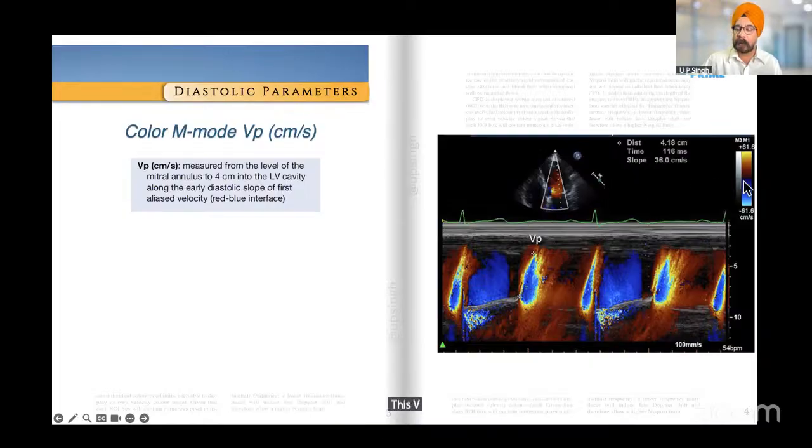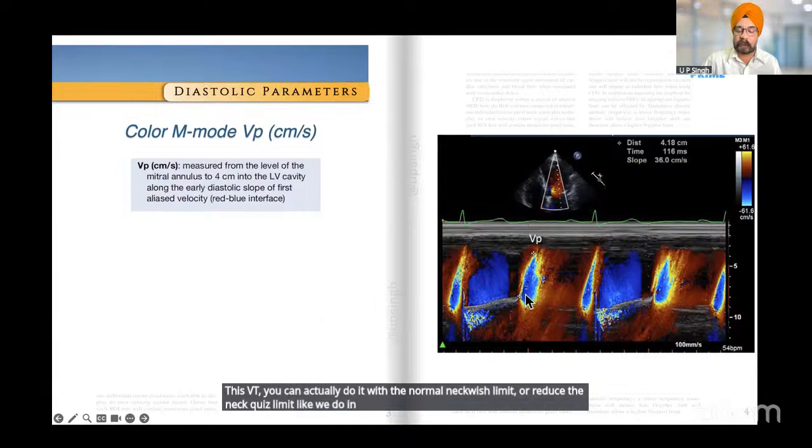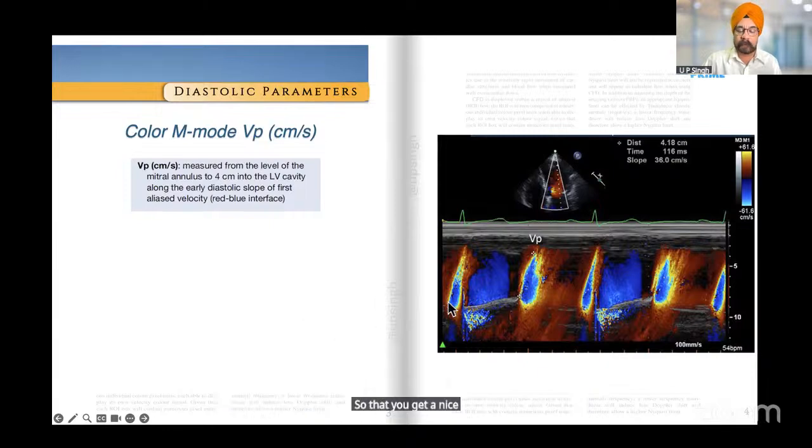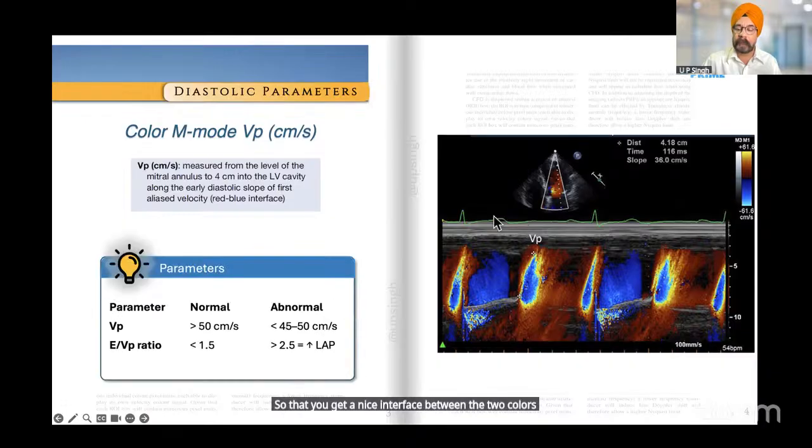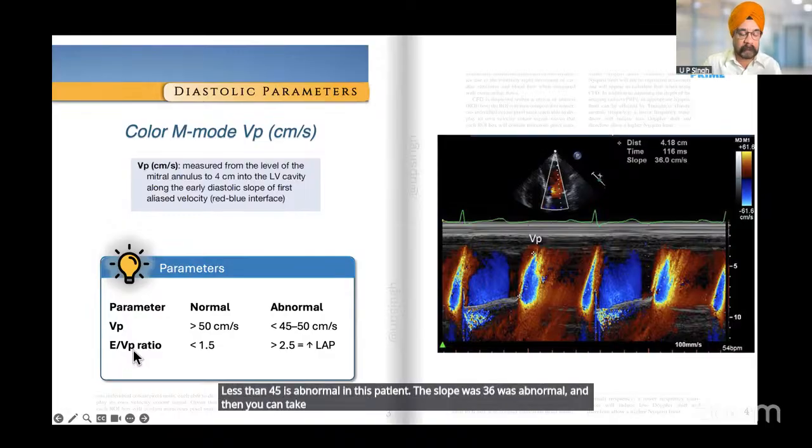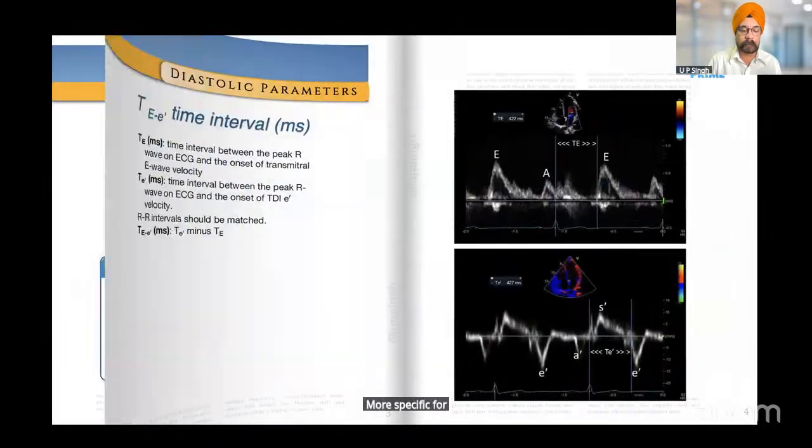You can actually do it with the normal Nyquist limit, or reduce the Nyquist limit like we do in PISA, so that you get a nice interface between the two colors, and you can take the slope. A slope of more than 50 is abnormal. Normal less than 45 is abnormal. In this patient, the slope was 36, which was abnormal. And then you can take the E and VP ratio, which is more specific for diastolic dysfunction.